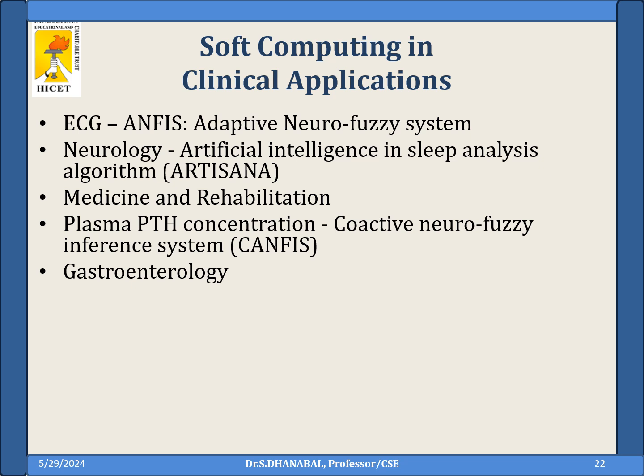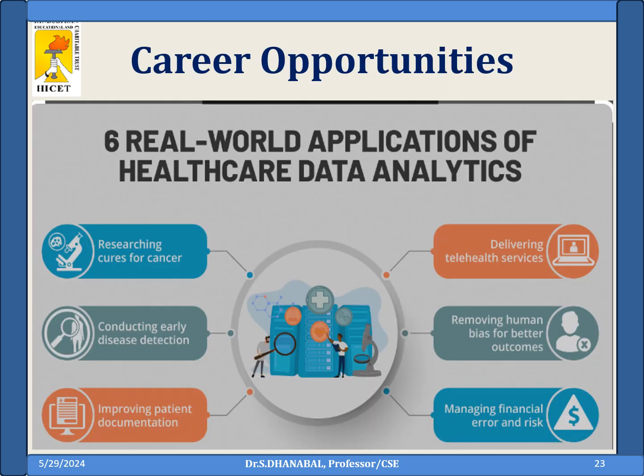In the case of clinical applications, it is used to find ECG analysis, where an adaptive neurophysics system is used. In the case of neurology, artificial intelligence in sleep analysis algorithms is mainly used. In medicine and rehabilitation, soft computing is used. Plasma PTH concentration is used, and gastroenterology is used. So almost all the methods have been used in these cases. These are the main areas where you can concentrate to get more solutions.